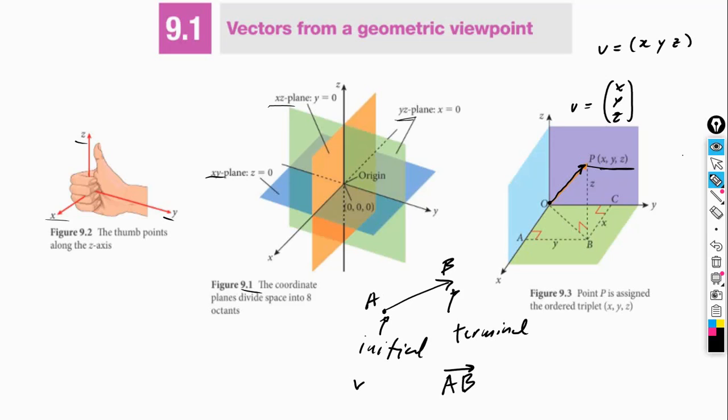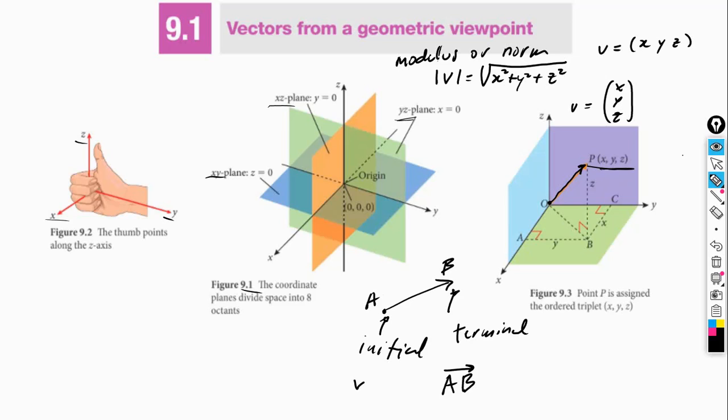The length or the magnitude of a vector is known as the modulus or norm, and is denoted by the absolute value of v. The magnitude of a vector is equal to the square root of x squared plus y squared plus z squared.